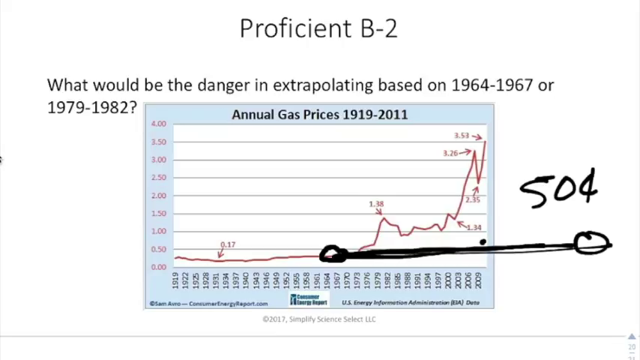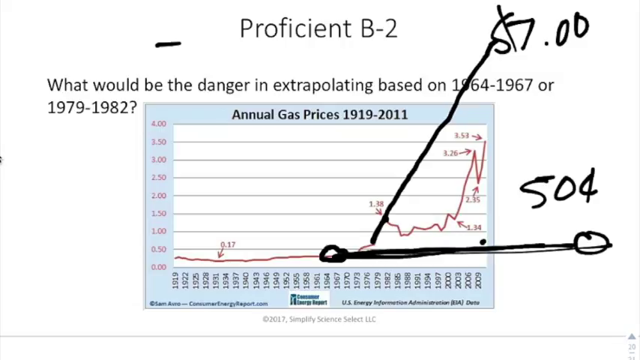Now, if you were to look between 1979 and 1982, that's this trend right here. If you were to continue that trend up, you're looking at approximately $7 a gallon for gas in 2009, which is again completely ridiculous. So whenever you're working with data, be very, very careful when you decide to extrapolate.